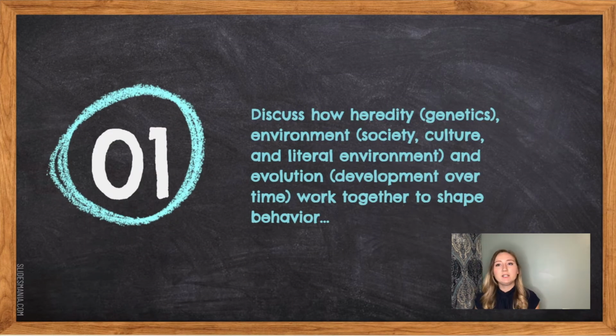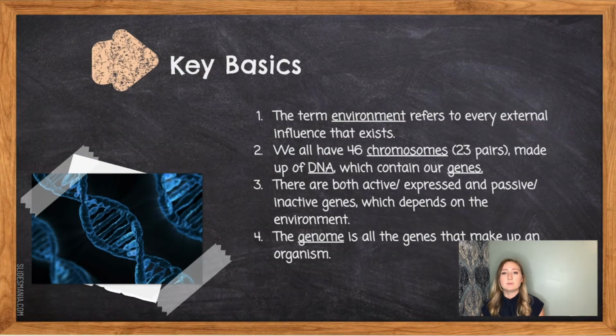All right, our first objective. We're going to discuss how heredity, which is genetics, environment, which is our society, our culture, and literally the room or the people we're around in the room we're in, and our evolution, which is our development over time, work together to shape behavior. Some key basics here.